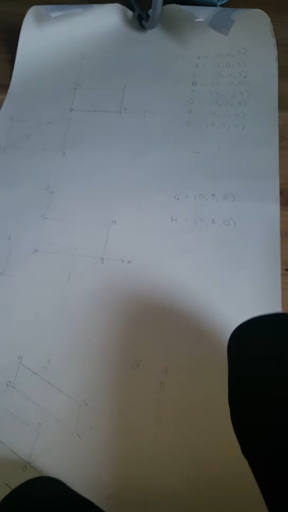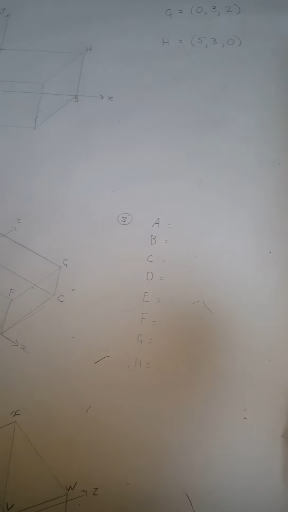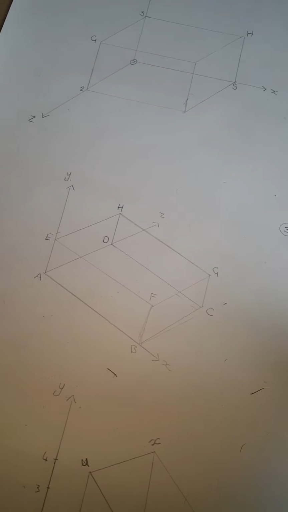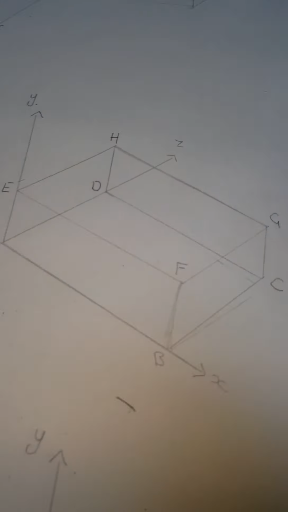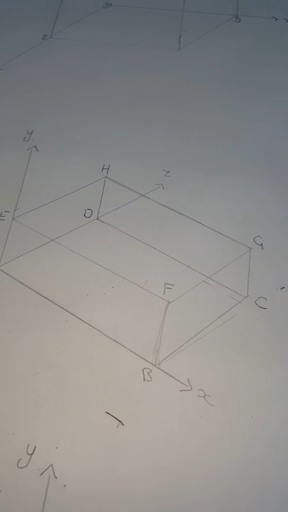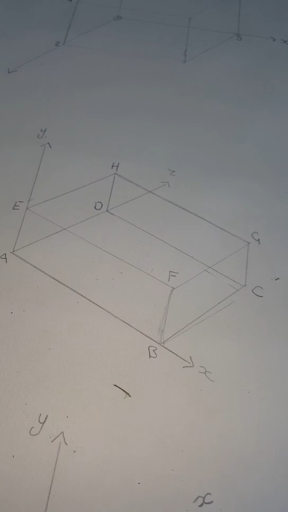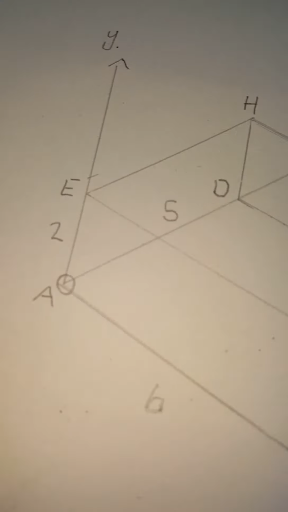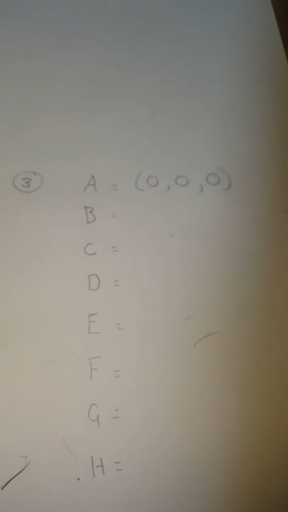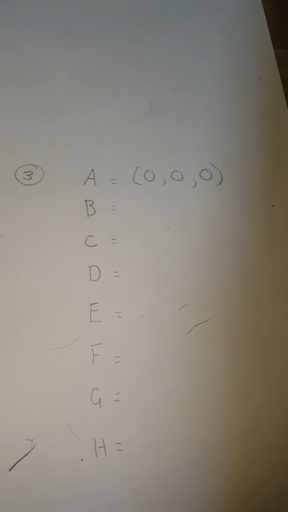Right, I'm moving on to question 3, which is here. Here's the diagram for question 3. Got to write down all the coordinates here. So starting with A, well A's sitting there on the origin. I've written down the coordinates of A because A is the origin, so we've got 0, 0, 0 there.